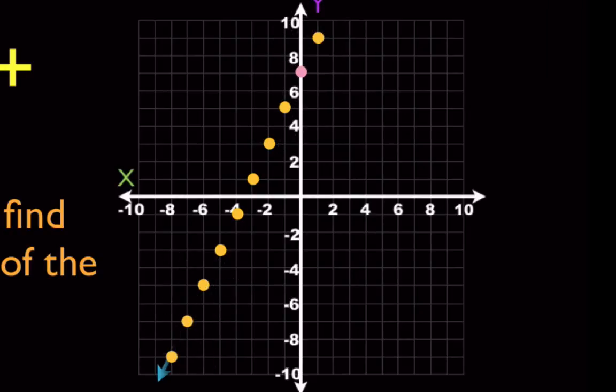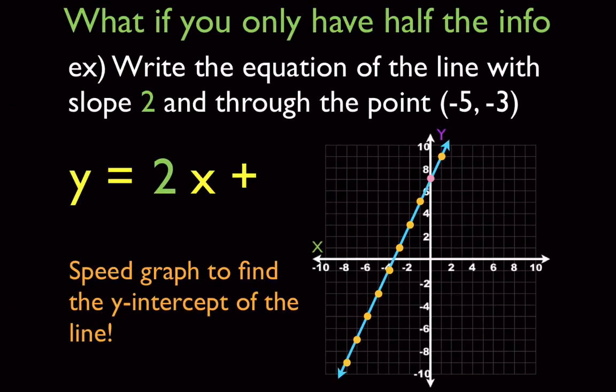Again, speed graphing means you graph every point you possibly can and you draw a nice straight line. Okay, as you can see, the y-intercept crosses at 7, so your answer should be 2x plus 7.